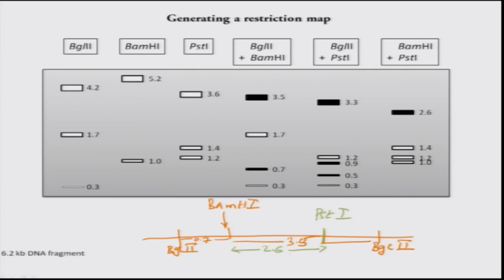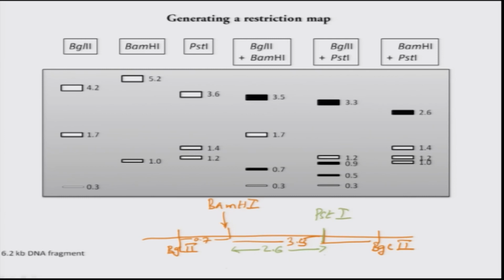Okay. Now let's look at the third double digest, that is for BGL2 and PST1. Here we get three new bands, 3.3, 0.9 and 0.5 kb, the rest are already there in the single digest. So if we look at the BGL2 single digest, there is a 4.2 kb band, and it seems that that is being cleaved into a 3.3 and 0.9 kb band by a PST1 site.